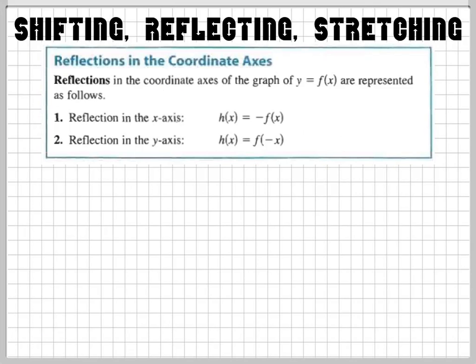Alright, so that was shifting. Now we're going to look at reflecting. Now reflecting, the way things reflect is by throwing a negative in the function somewhere. Okay? So look at this first one. This time our h function is going to take the general function, the f function, and put a negative, take the opposite of the function. So the whole function is the opposite of what it was.